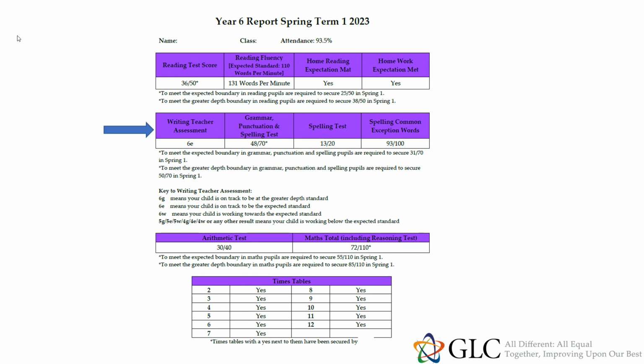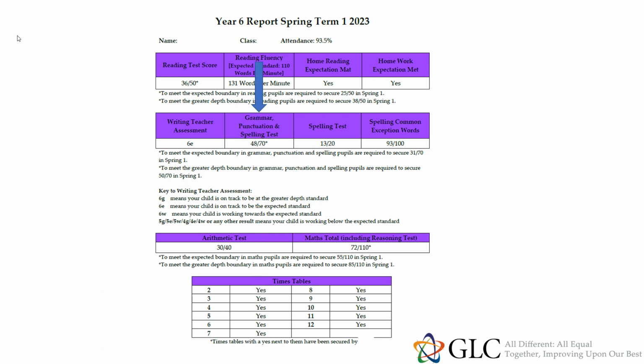The next four boxes show your child's attainment in writing and basic English skills. In the first box, you can see the teacher's assessment of writing. Once again, underneath the table, you can see information which will help you to understand how well your child is progressing. Please note the key that's located under the Writing Teacher Assessment box. Your child should be working at either 6E, which stands for expected, or 6G, which stands for greater depth, which is above the expected standard.